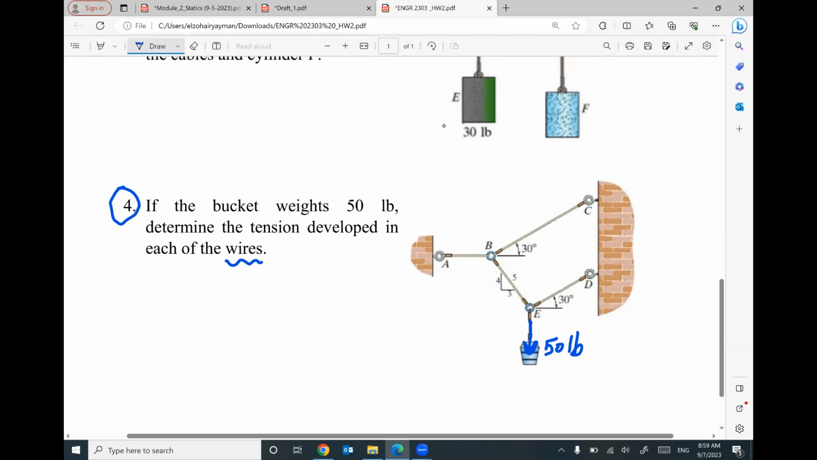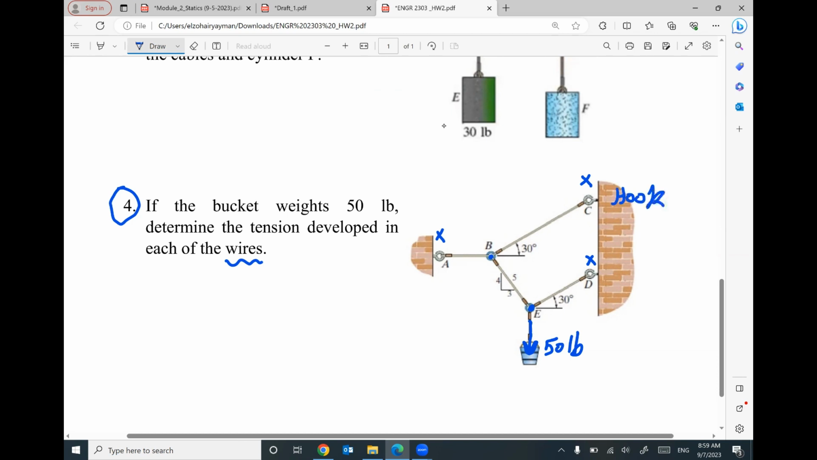Wires ED, EB, BC, and BA. My concern will be about point B and point E. I don't care about A, I don't care about C, and I don't care about D because these points are fixed in a hook.